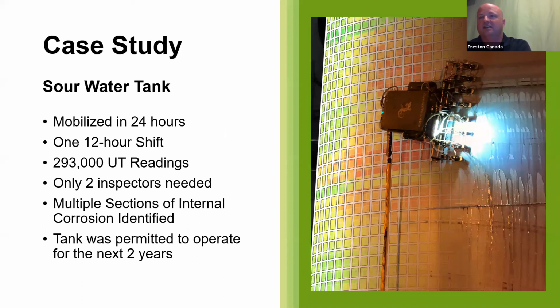How do we extend this tank for another 2 years when we're going to take it down and decommission it anyway? Well, we were able to go in there, and because we provided such an incredibly high volume of data, and we gridded the tank with UT readings, they were able to make targeted repairs. They were able to spend $50,000 and get this tank back in service, and it's going to last another 2 years because of this. And it was a great success.